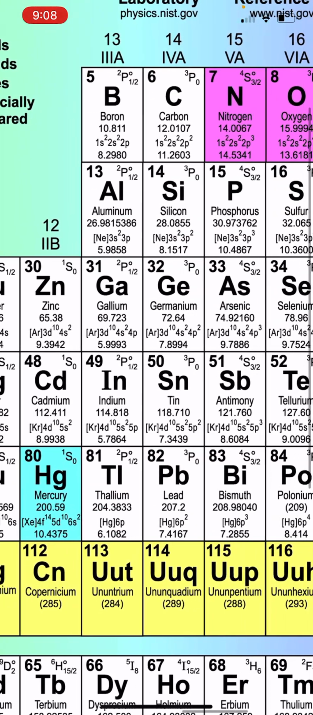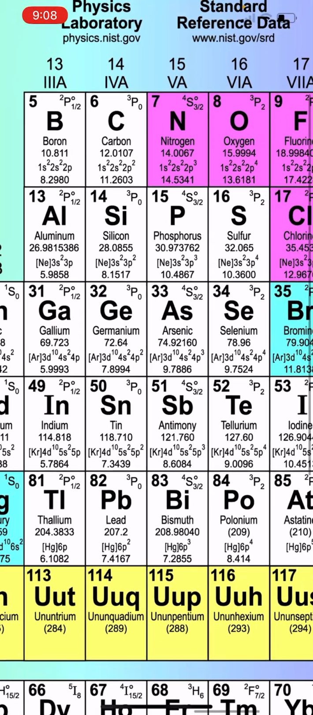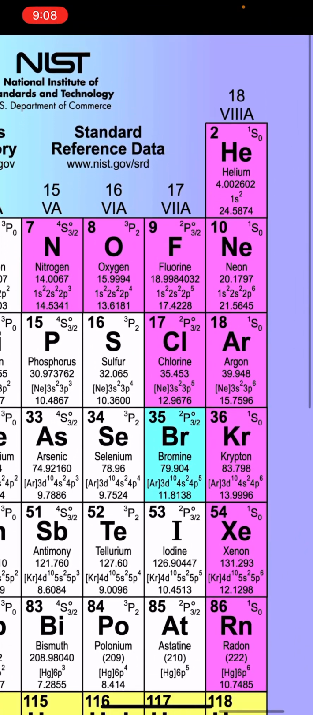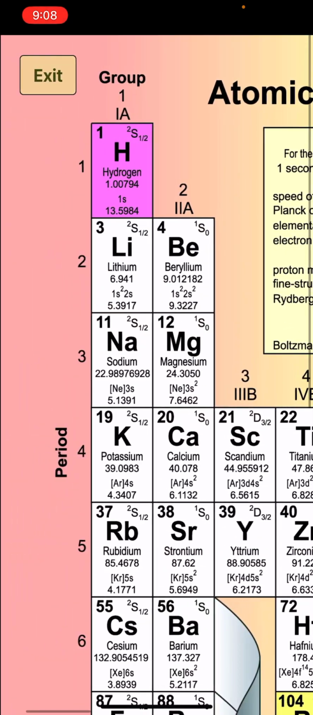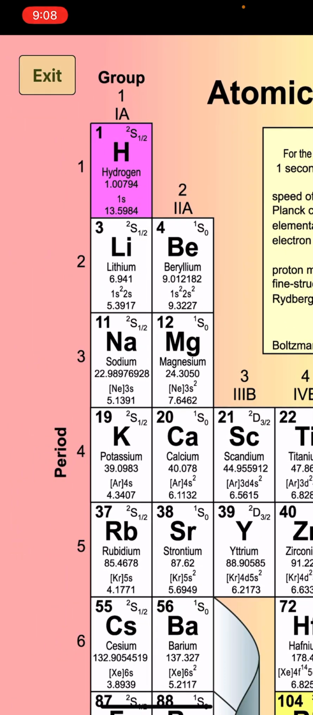So we have a government periodic table here. The United States government puts out this periodic table for a standard reference. And we can use that doing our chemical calculations or planning and things like that.